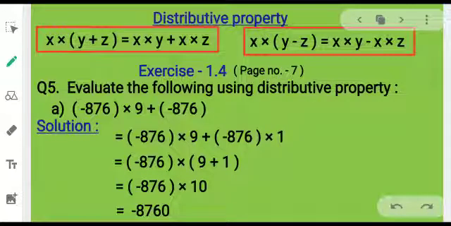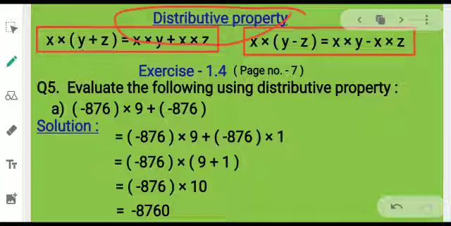In my previous video, I have taught you properties of multiplication, in which one of the property is distributive property. What is distributive property? I have told you that if x multiply y plus z is written, then we can solve it by x multiply by y and x multiply by z. In this, we don't add y and z first. We distribute x with y and with z. It is called distributive property of multiplication over addition.